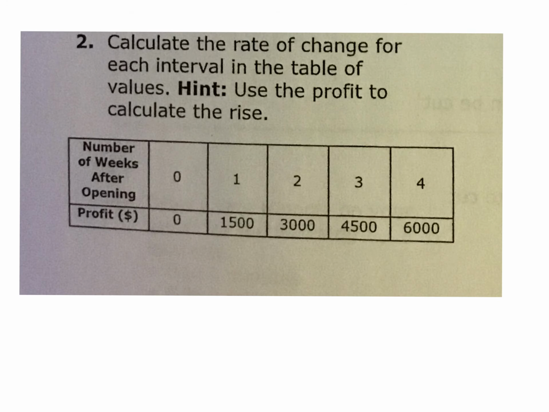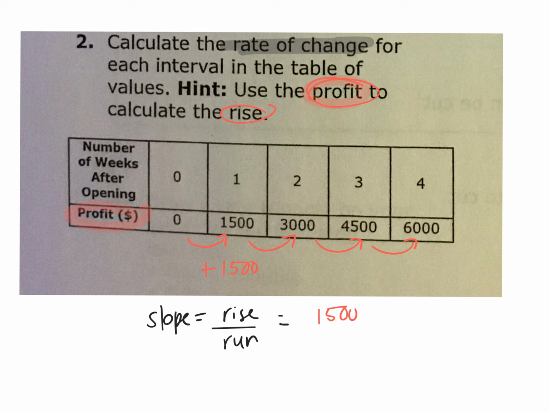We're trying to find the rate of change, which is the slope. The rate of change, and they tell you to use profit to calculate the rise. What does the profit rise by every single time? 1,500. So we know that the slope is equal to rise over run. The rise is 1,500. They told you to use the profit as the rise, because when you graph it, remember this would be X and this would be Y. Y values are the rise. And then what would be the run? What does it increase by? So 1,500 over 1. What's the slope of the line? What's 1,500 divided by 1? 1,500. That's it.